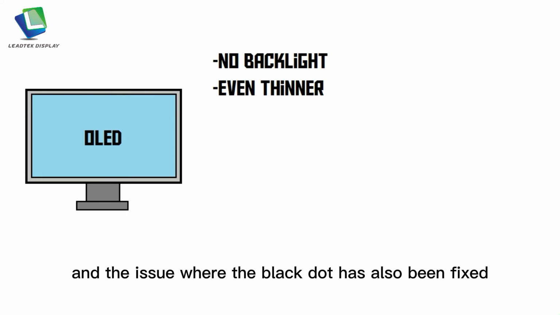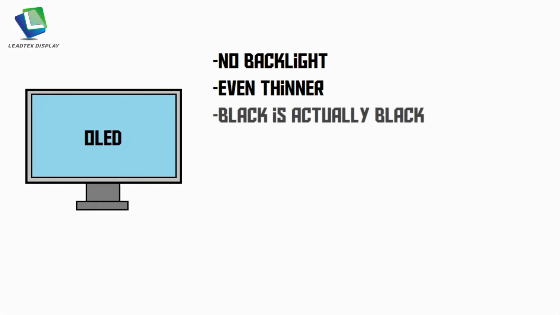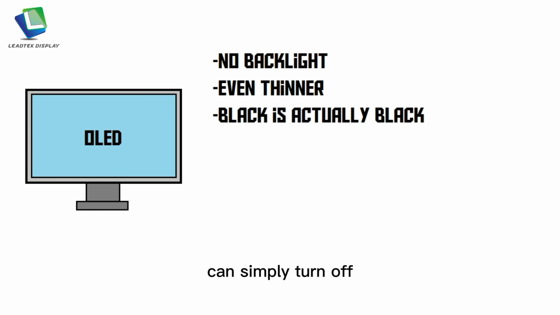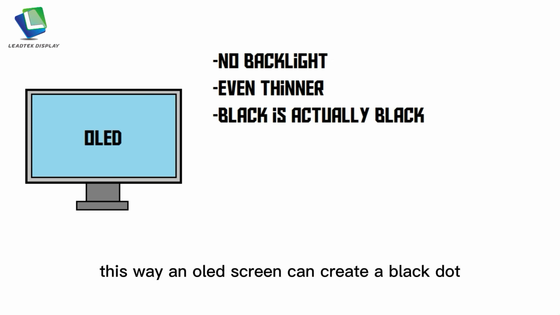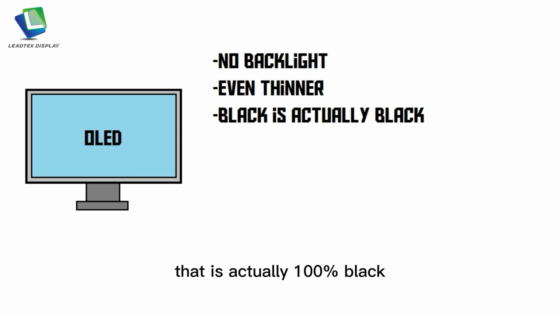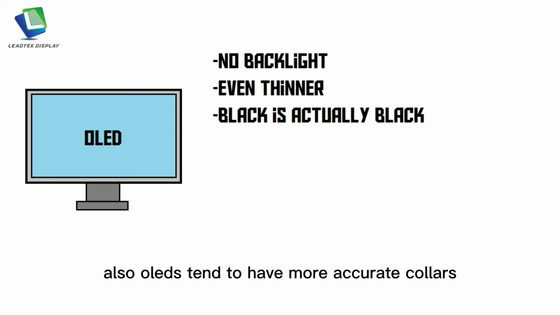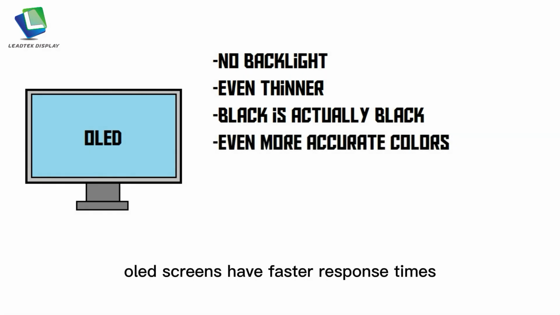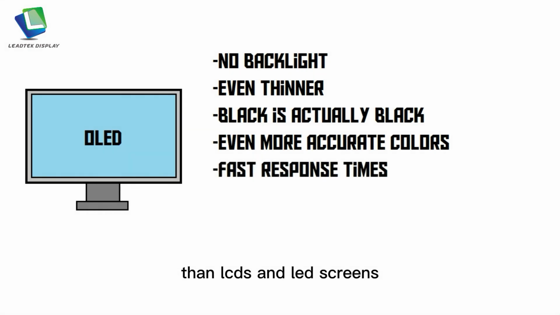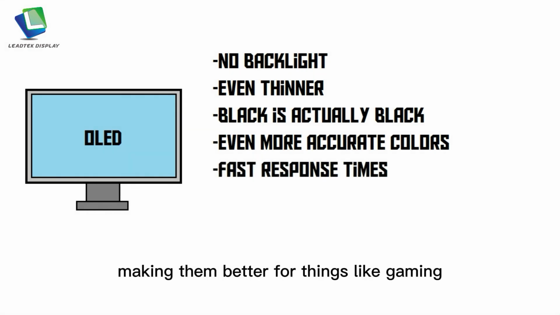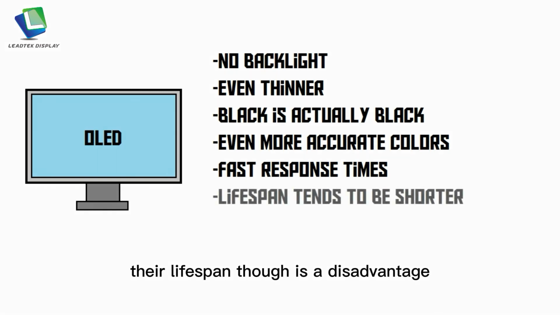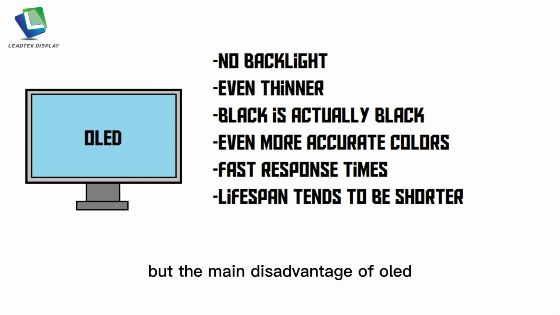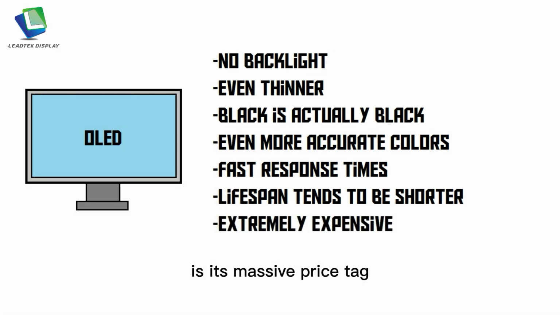And the issue with the black dot has also been fixed. Because each pixel emits its own light, the pixels in the area where the black dot is located can simply turn off. This way an OLED screen can create a black dot that is actually 100% black. Also, OLEDs tend to have more accurate colours. On top of that, OLED screens have faster response times than LCDs and LED screens, making them better for things like gaming. The lifespan, though, is a disadvantage. That's because it relies on these organic molecules. But the main disadvantage of OLED is its massive price tag.